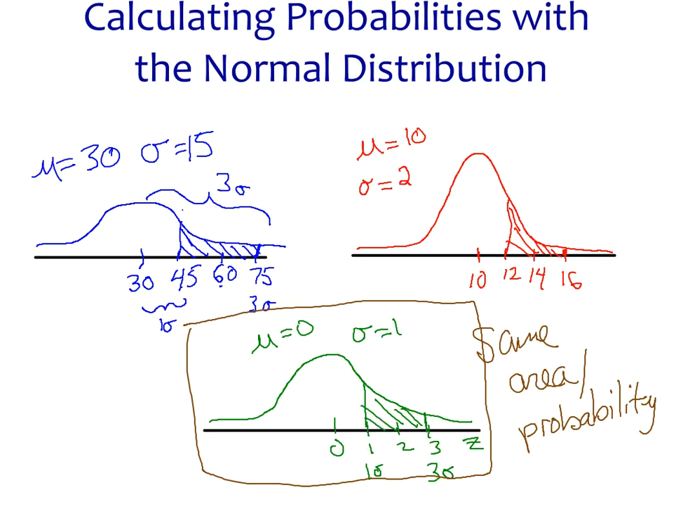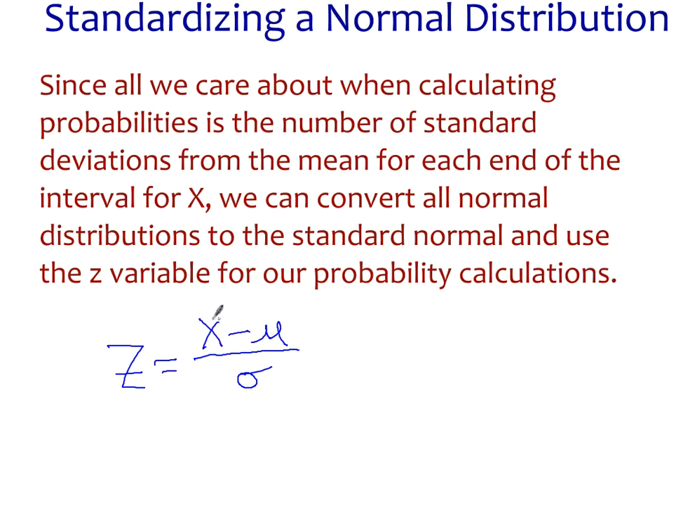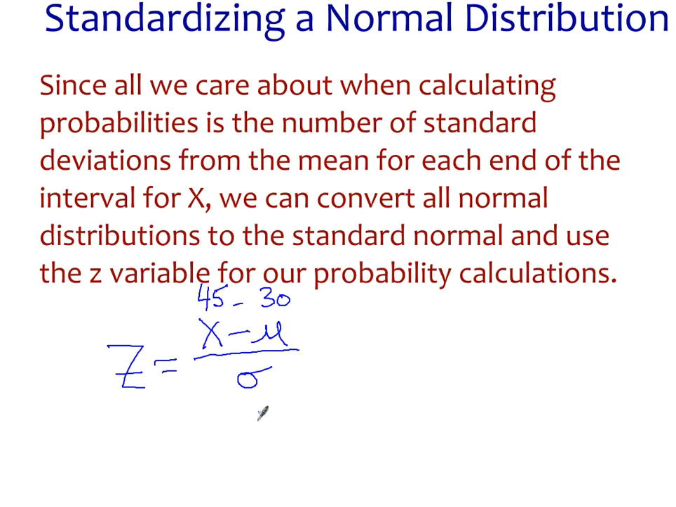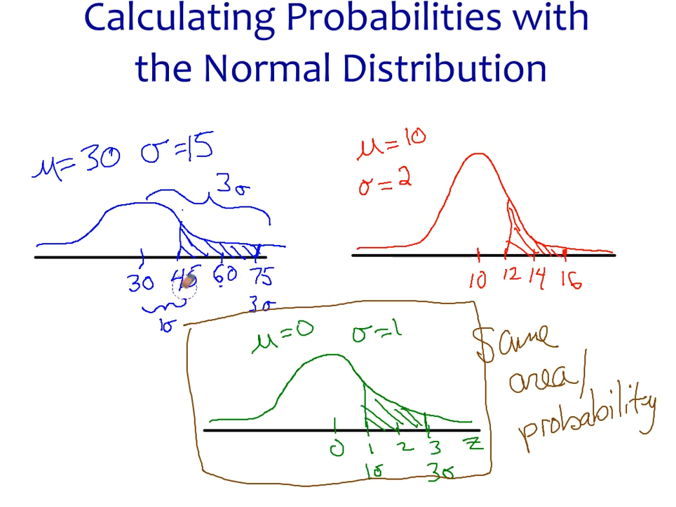Well, let's look at the formula. z equals x minus mu: 45 minus 30, where 30 is the mu, divided by the standard deviation. The standard deviation was 15. 45 minus 30 is 15, and 15 over 15 is 1. And so I get a z value of 1. All we're doing here is taking the normal that we care about, shifting it horizontally by the mean, and then dividing out the standard deviation. That creates for us the value associated with this x value in the standard normal distribution.